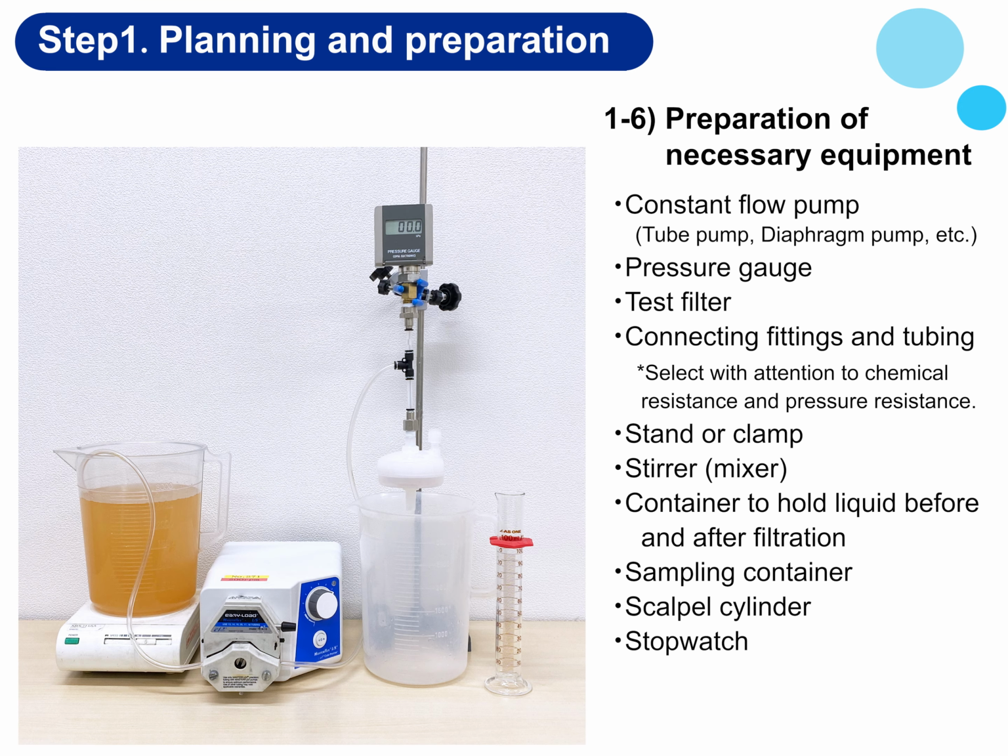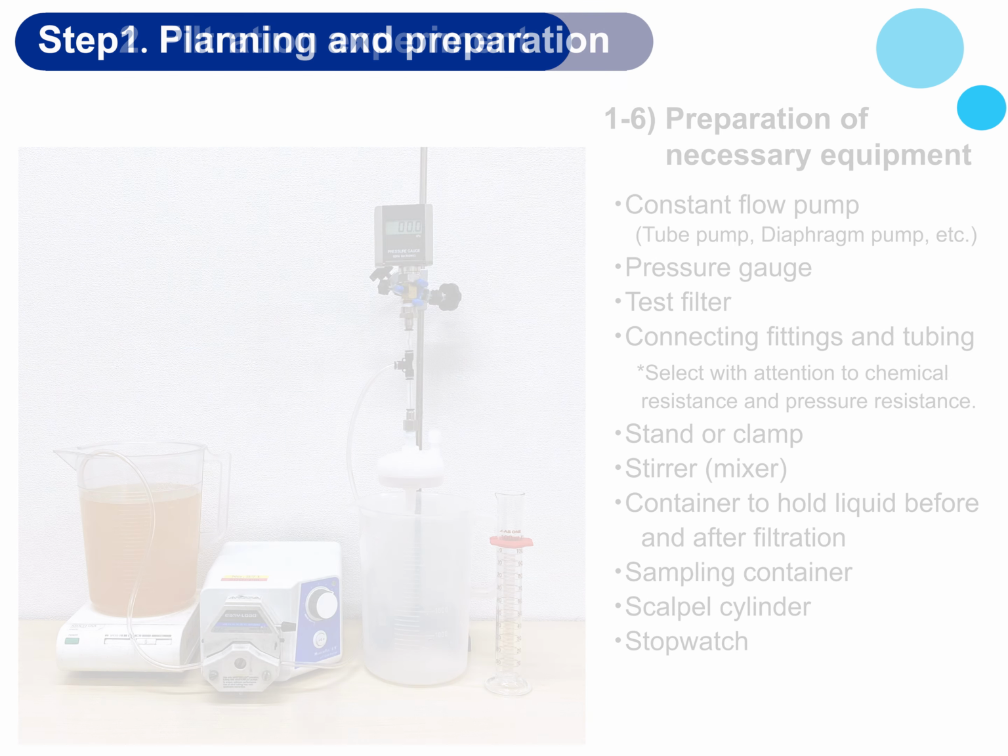The final step in the preparation process is to prepare the apparatus needed for the experiment. The apparatus shown in the image is an example of the simplest constant flow filtration experimental line. This type of instrumentation is required to perform filtration experiments. Also, when analyzing filtrate, instruments such as particle counters and particle size analyzers are required according to the content of the analysis. Step 2. Filtration experiment.